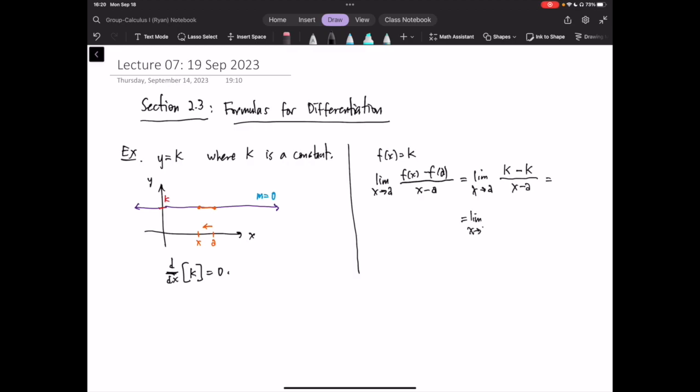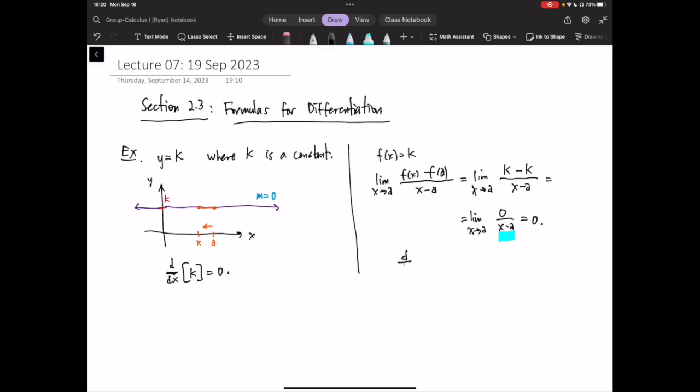The limit as x approaches a becomes the limit as x approaches a of 0 over x minus a. And even though this denominator does tend to 0 as x approaches a, the top is always equal to 0. And so this limit is equal to 0. Hopefully we're getting good with limits, so this all makes perfect sense to us, right?